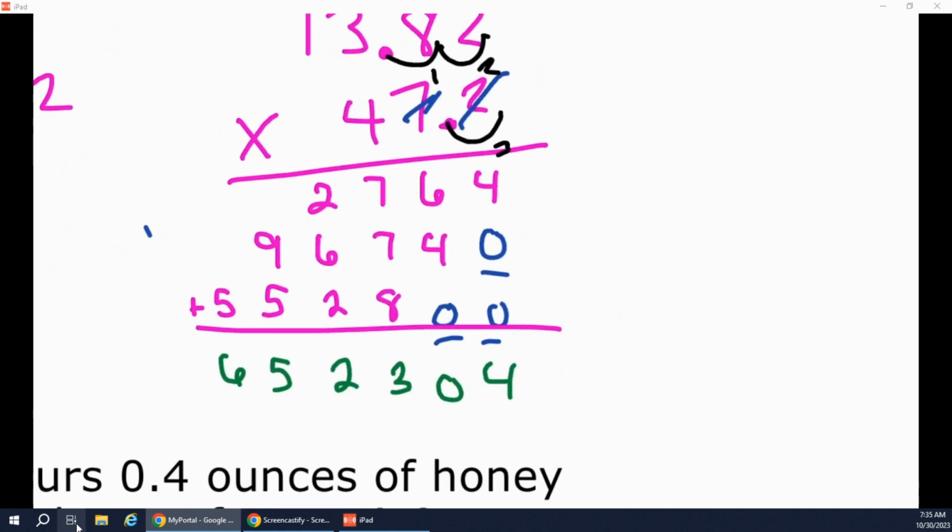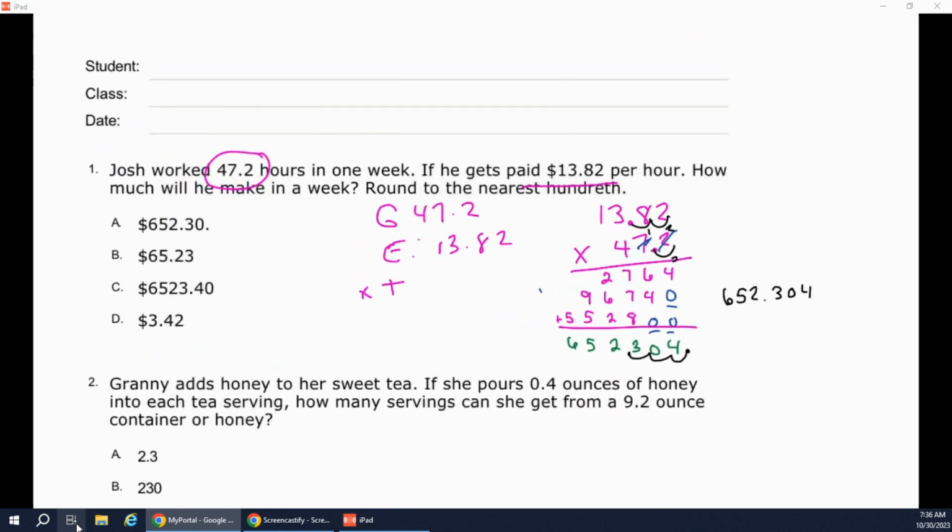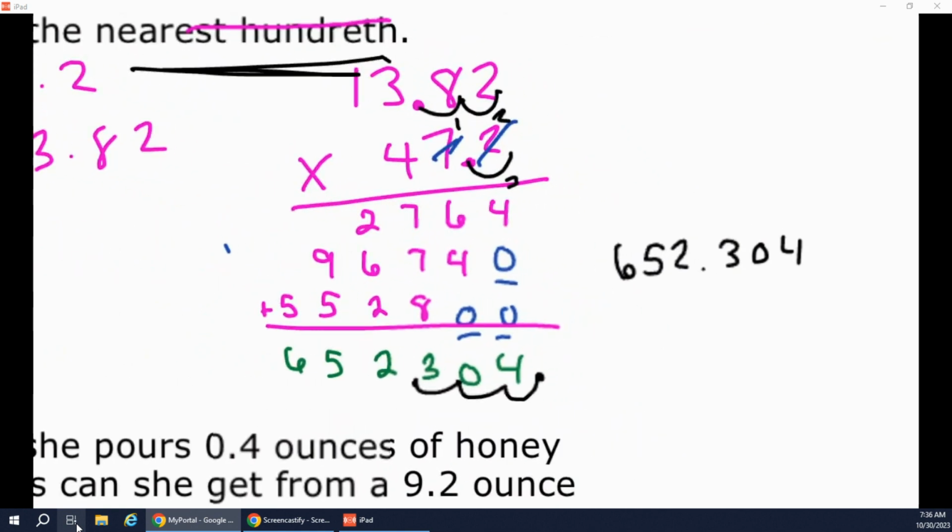So remember, my decimal always starts all the way to the right. If there's no decimal and you don't see a decimal in your product, it's always on the far right. Now I'm going to move it 3 place values to the left: 1, 2, 3. And so my answer is 652.304. Now, it says to round to the nearest hundredths, which of course is money. So my answer is $652.30.